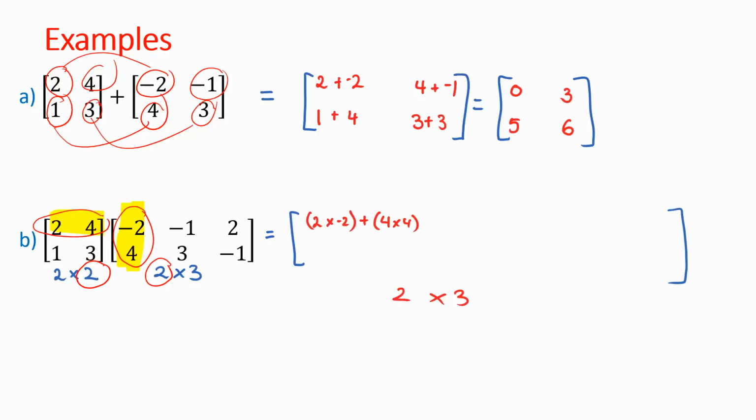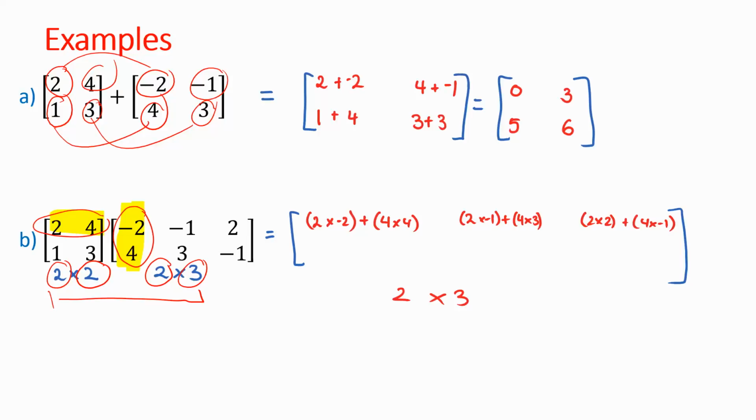And here's what I have. 2 times the negative 2, which is here, plus 4 times the 4. That's row 1, column 1, and that answer will go to row 1, column 1 as well. Think about it. If you didn't know the trick, the final answer will be a 2 by 3 matrix. These two tell you what your final matrix should be. So it's going to be a 2 by 3.